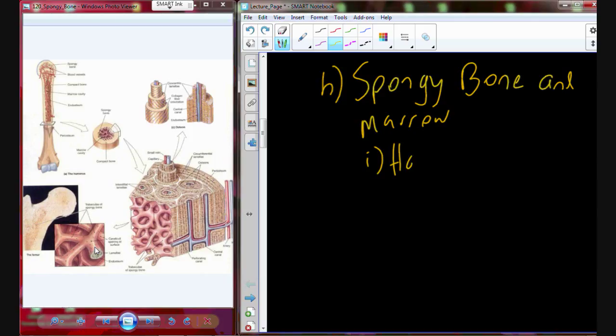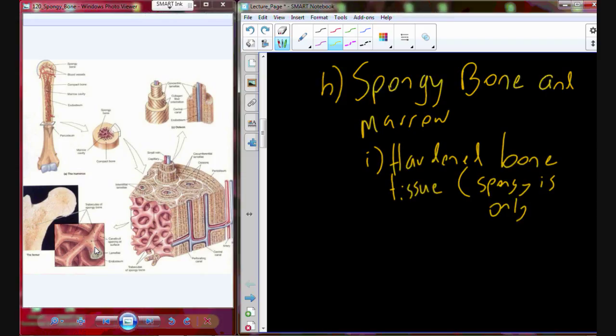The spongy bone is going to be hardened bone tissue. In name, spongy is only what it looks like. A spongy bone is spongy because of its appearance. It's really very hardened tissue. If we were to dissect a bone or cut a bone in half, you couldn't just sponge around in that spongy bone. It'd be very, very hard to the touch. It only looks like a sponge. It's very hard tissue itself.